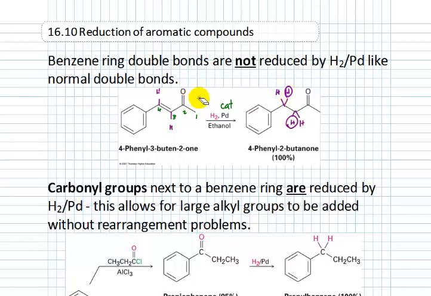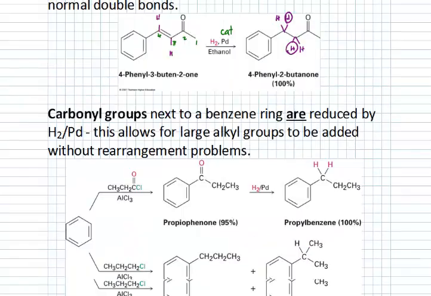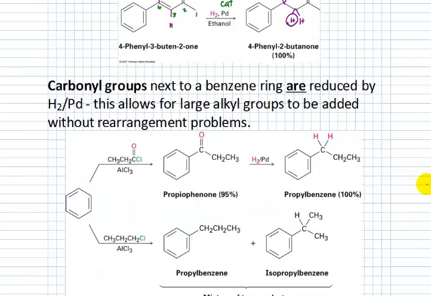Normal carbonyl groups that are just on an alkyl side chain are unreactive to catalytic hydrogenation, as is the benzene ring. So in this case, the only thing that was reduced was just that double bond there. However, carbonyl groups next to a benzene ring, or using our terminology, carbonyl groups that are alpha to a benzene ring, are reduced by hydrogen and palladium. That's because, remember, I told you the alpha position is more reactive than other carbons.